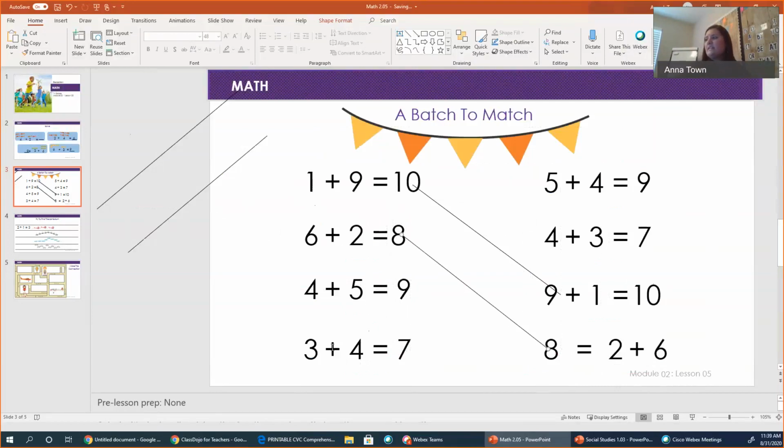Okay, let's take a look at this one. 4 plus 5 equals 9. Which equation shows the match to this one?